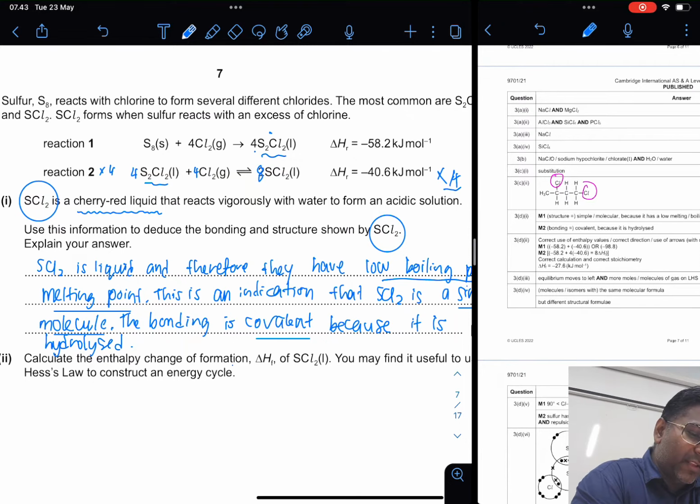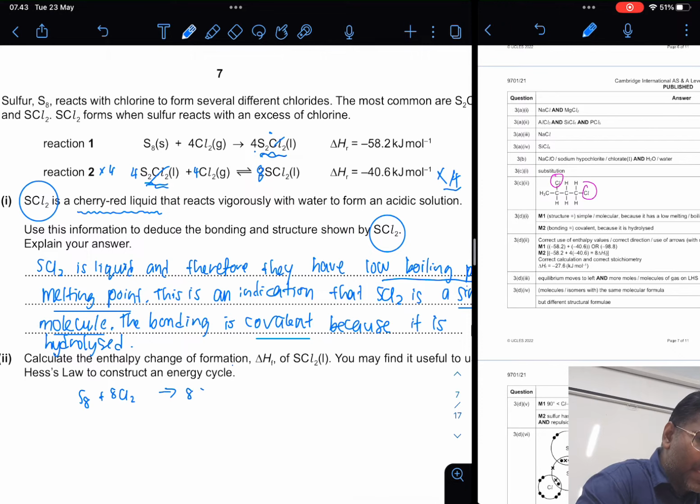So here I'm going to times by 4. So when I add these two equations together, I'm going to get S8, then plus 4Cl2, 8Cl2, and this 4S2Cl2 will be cancelled with this. So left with, therefore there is no plus here, so it will give you 8 SCl2.